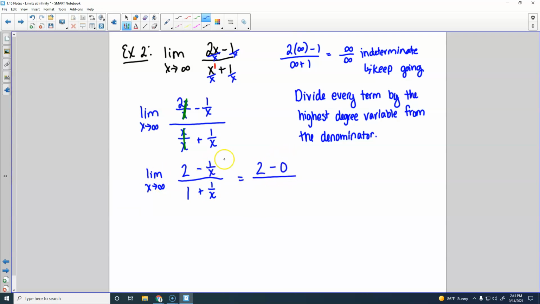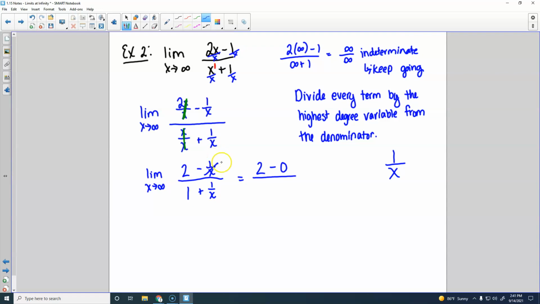So if I've got 1 over x, as x gets bigger and bigger, we get 1 over 10, 1 over 100, 1 over 1,000, 1 over a million. We get closer and closer to 0. So if you have a variable in the denominator, a number over a variable, then it's going to go to 0.